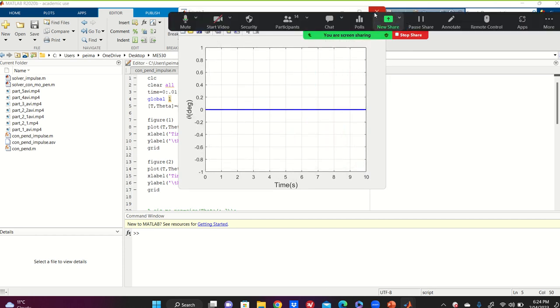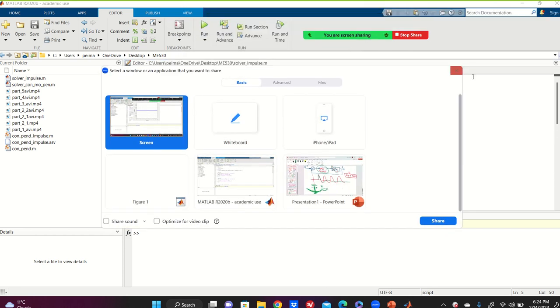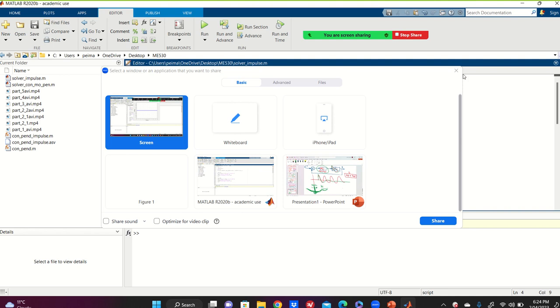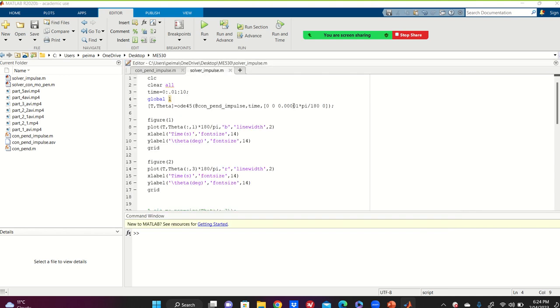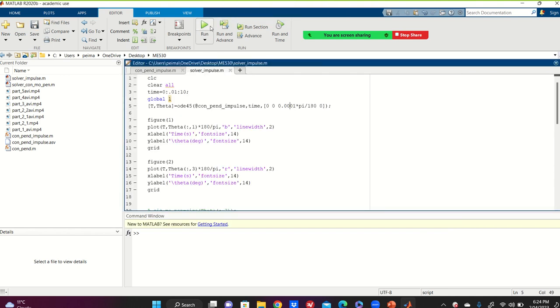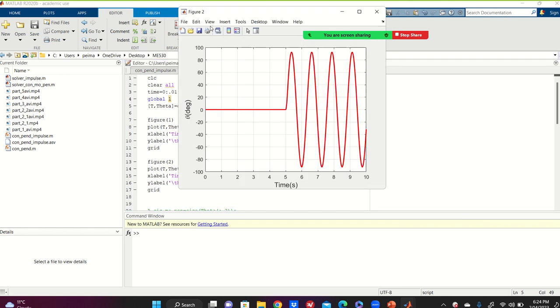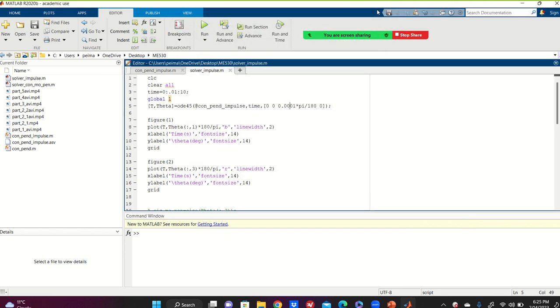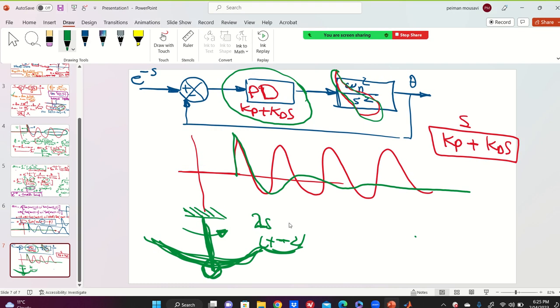Okay? See what I'm saying? But in Simulink, we can apply this exact impulse. I'm going to show how to do it in Simulink. Exact delayed impulse eventually. Okay? Clear?